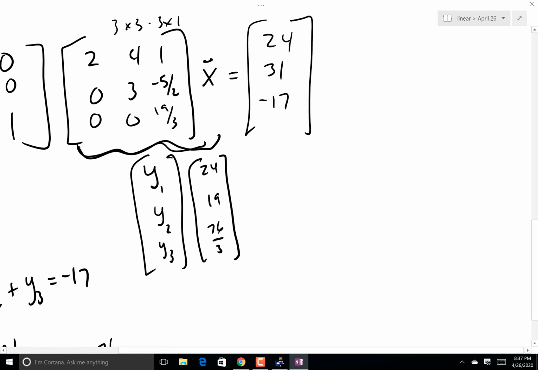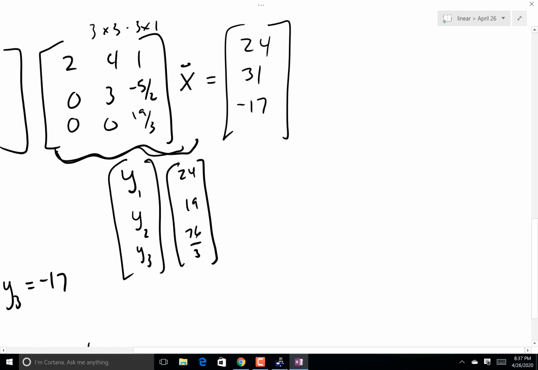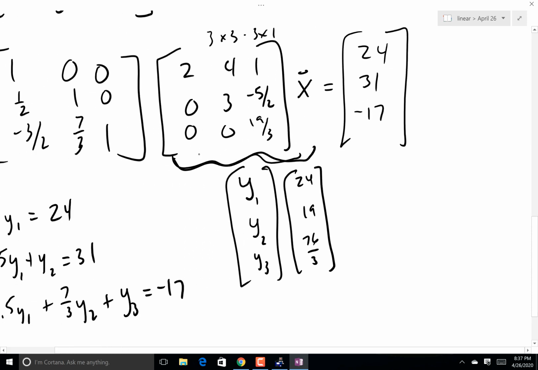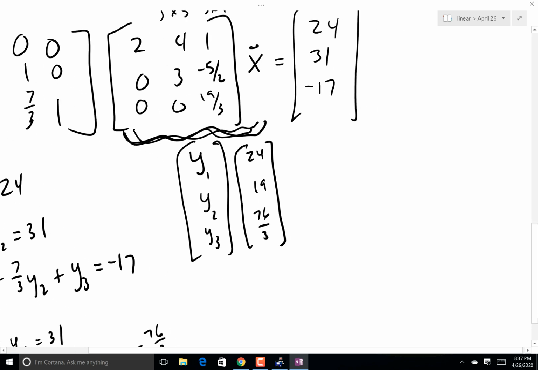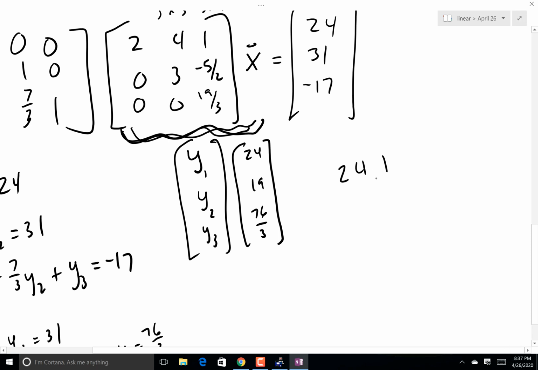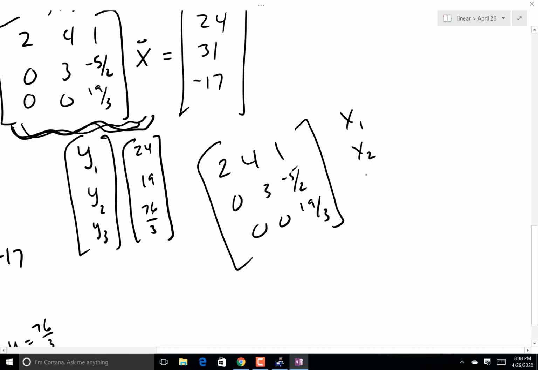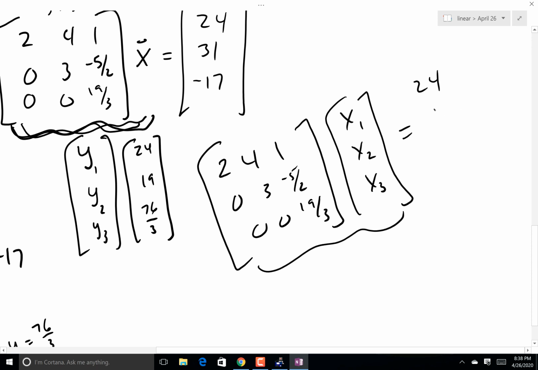You're like, okay, well, what does that do for me now? Well, I'm glad you asked. Once you're here, what you solved for is what this thing here is equal to. So what am I going to do then? I'm going to take 2, 4, 1, 0, 3, negative 5 halves, 0, 0, 19/3, and multiply it by x1, x2, and x3. And they better equal these in-between steps, because we said that Ux is equal to this y vector.